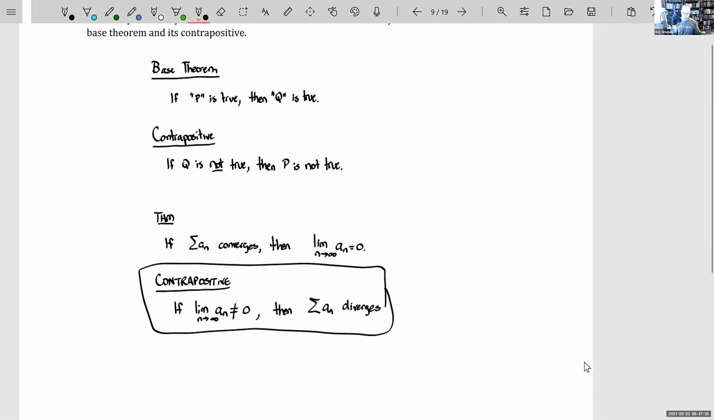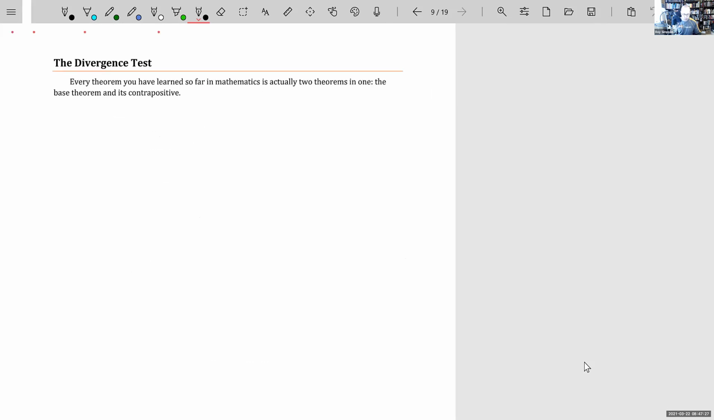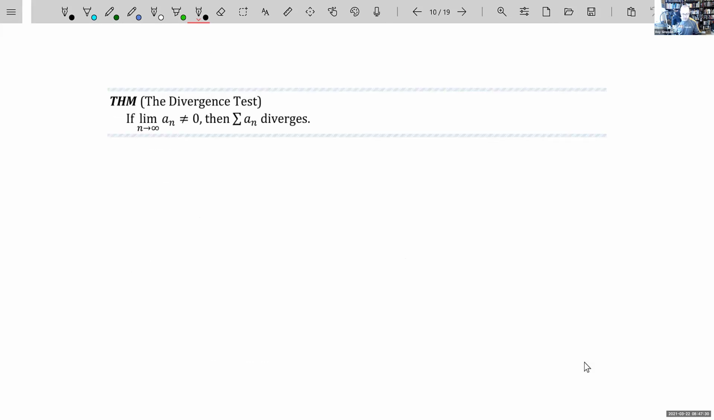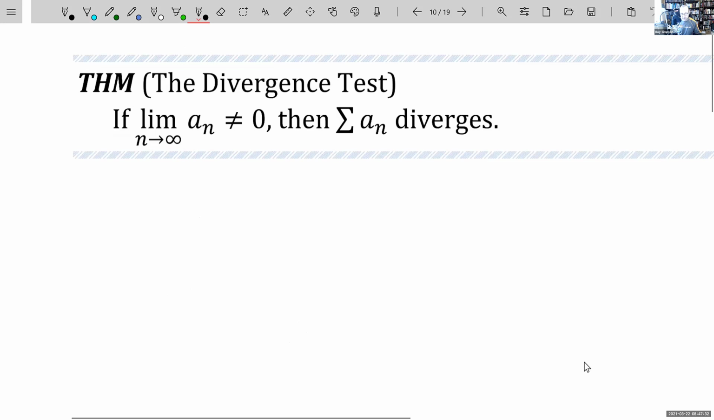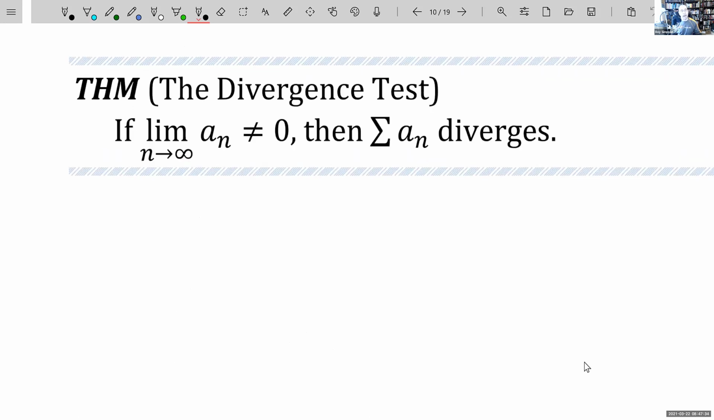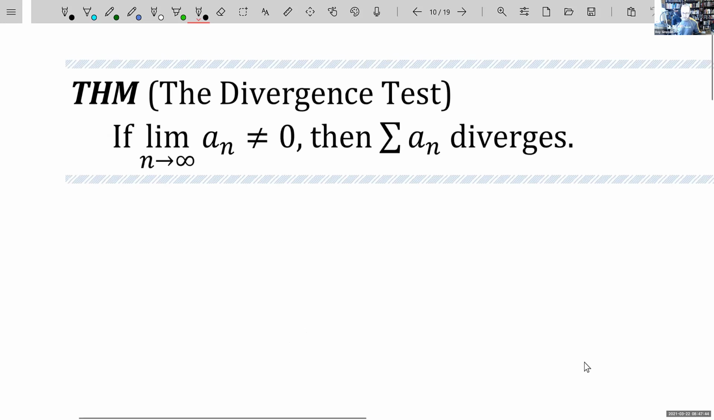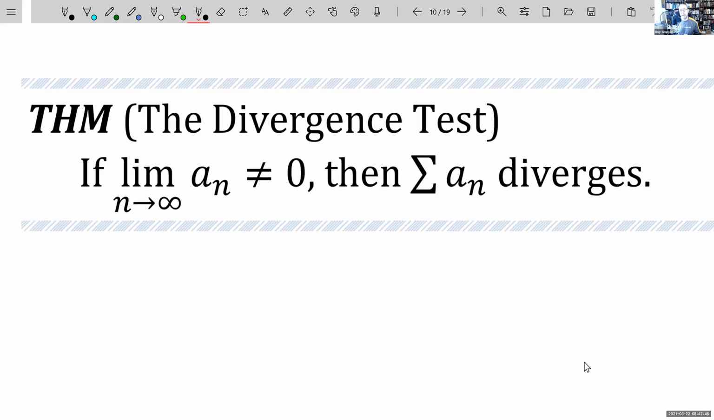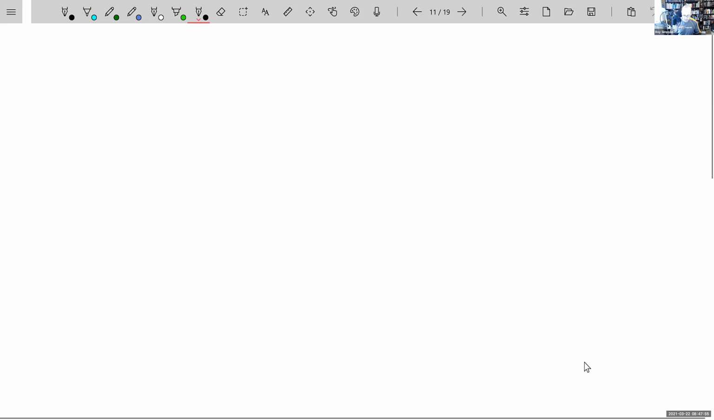Really a cool idea. And again, I want to just forward here to the divergence test in its glorious form. We just actually proved it by proving the base theorem. Once you prove the base theorem, the contrapositive is always true. So proving the base theorem proves this. So here's the divergence test in all of its glory. It's very fast to use. So I will give you one example as our final example for today.